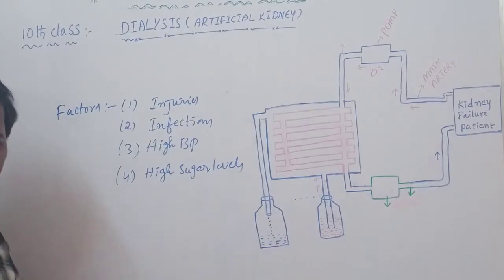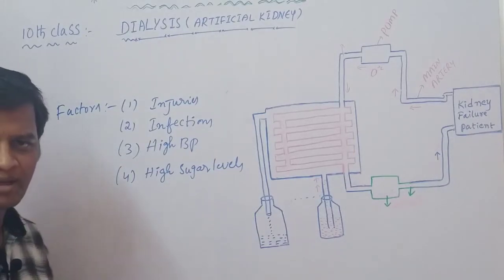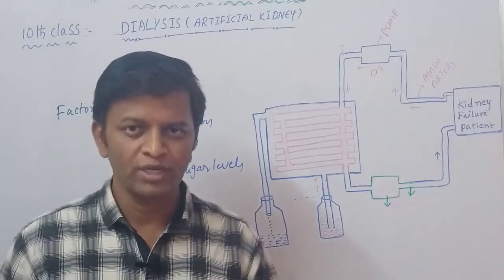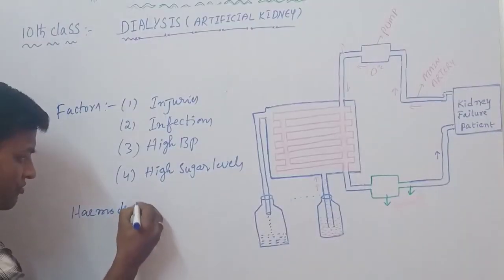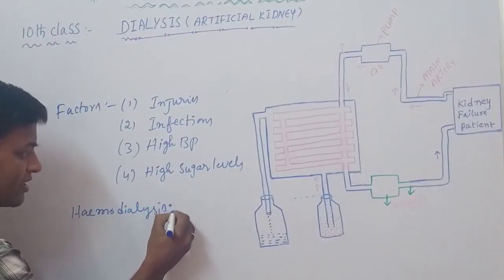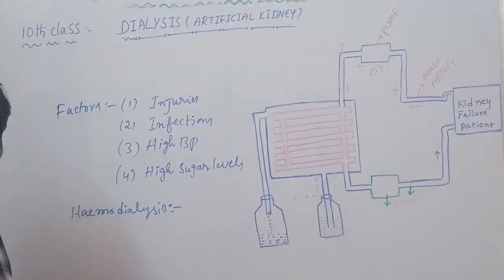When the flow of blood is restricted, what is happening in our body? Waste materials are accumulated. How can we reduce the accumulated waste materials from the blood? By the process of hemodialysis, we can reduce the accumulated waste materials from the body.